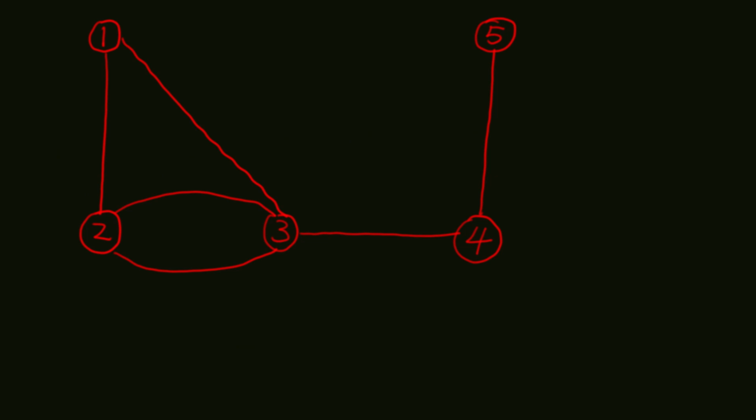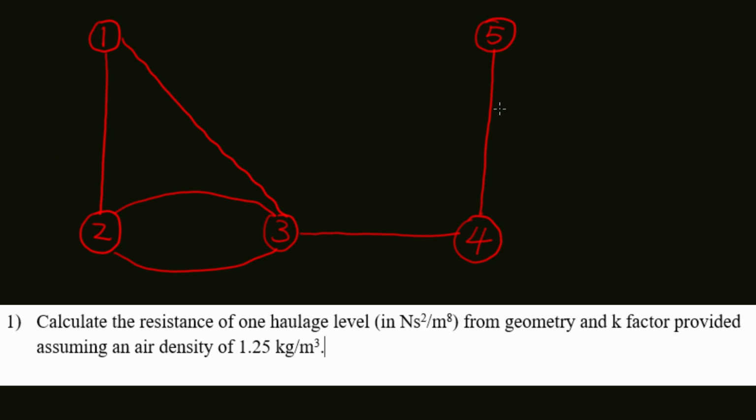Okay, as we can see, airway 2 to 3, there are two identical airways in parallel, and they are in series with 1 to 2. Altogether, they are in parallel with 1 to 3. And the rest part of the airway, they are in series. Now let's look at the question.